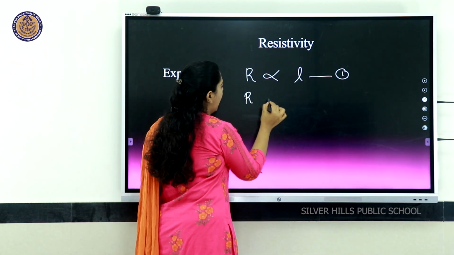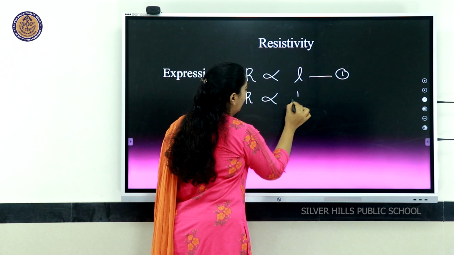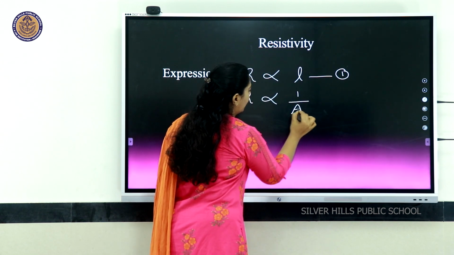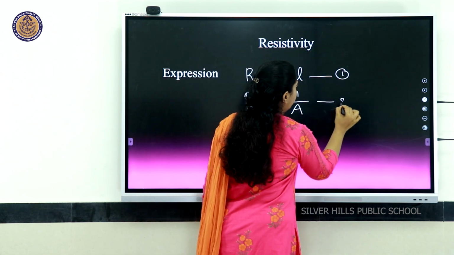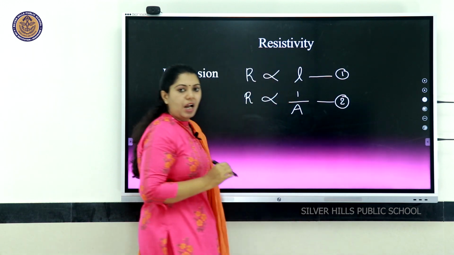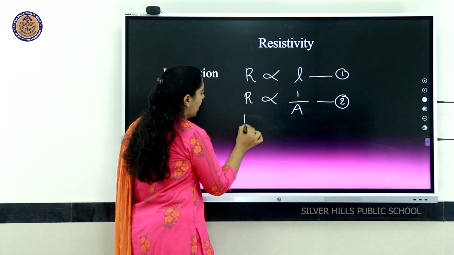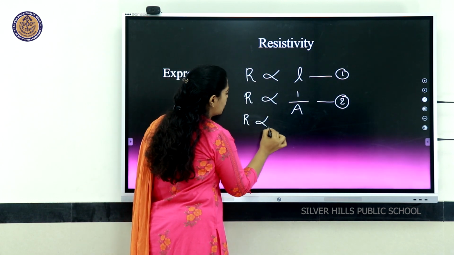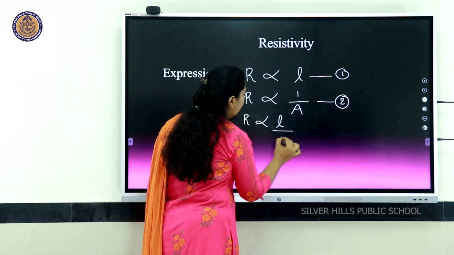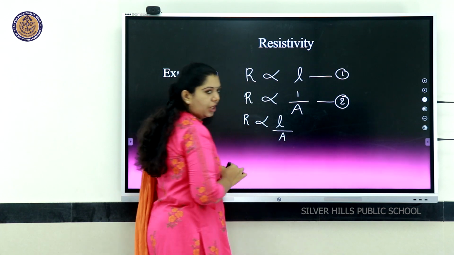Next relation, R is directly proportional to 1 by area of cross section, 1 by A. Put this as equation number 2. Combine equations 1 and 2. We can write R is directly proportional to length L divided by area of cross section.